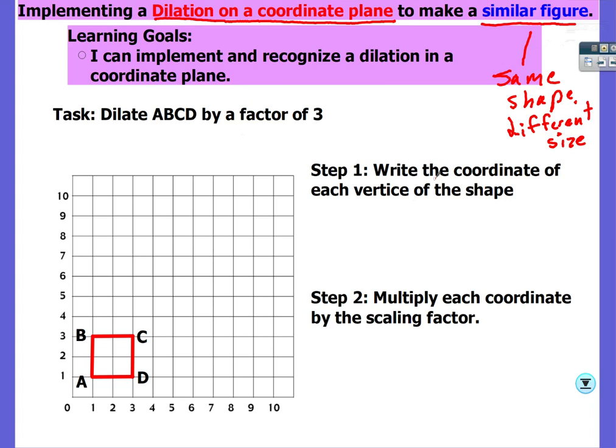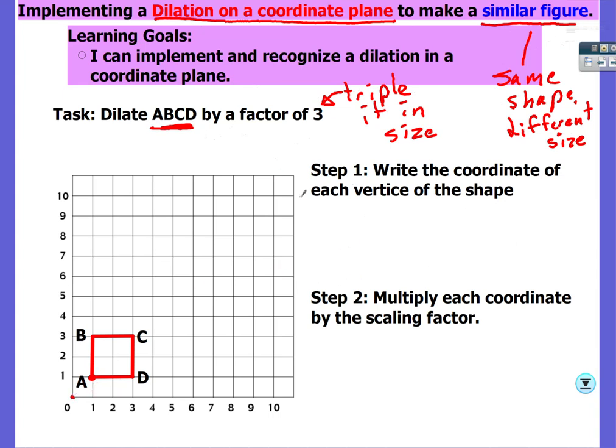So our task here is to dilate the geometric figure ABCD by a factor of 3. That's essentially the same thing as saying, let's triple it in size, but keep the same exact shape. It's not that hard to do this. Essentially, we're going to take each distance from the origin and triple it.